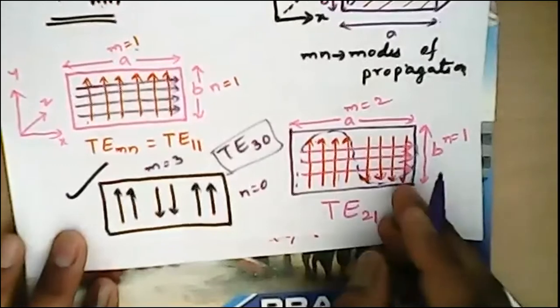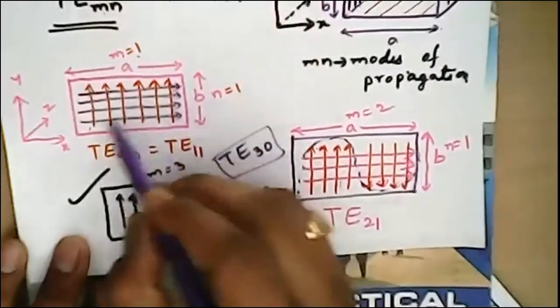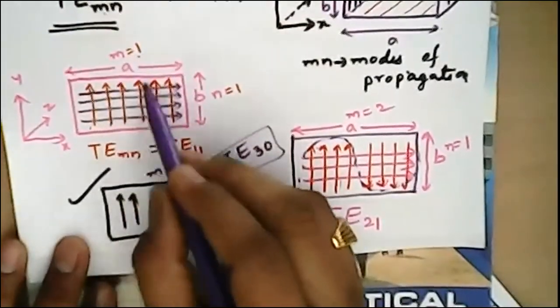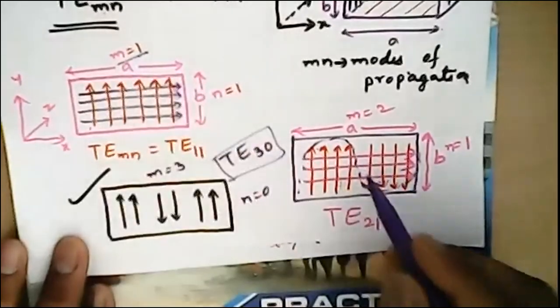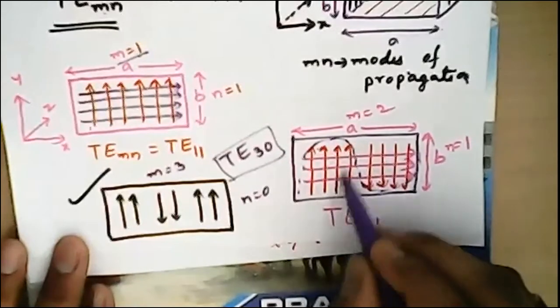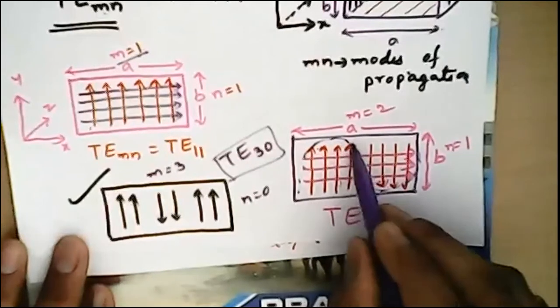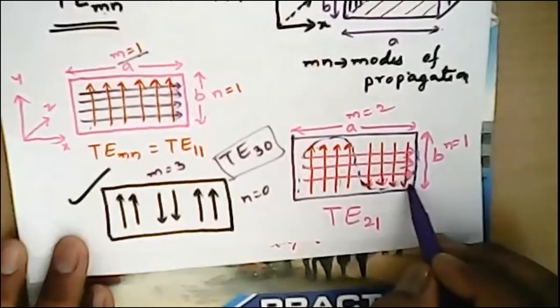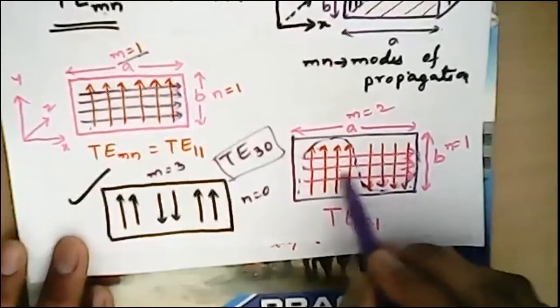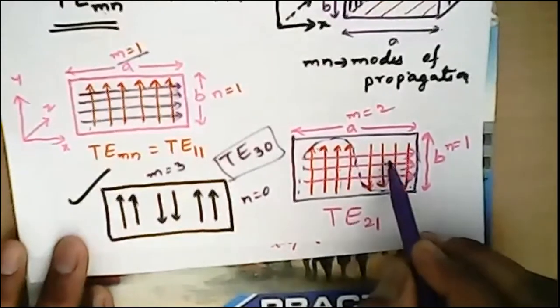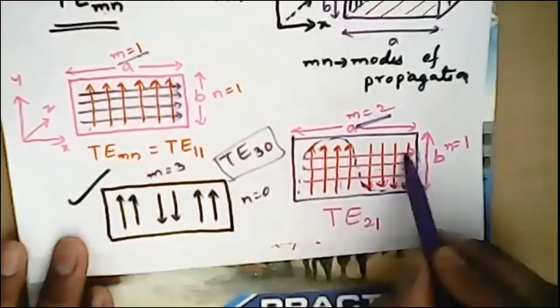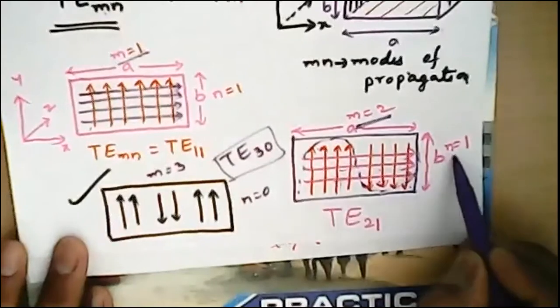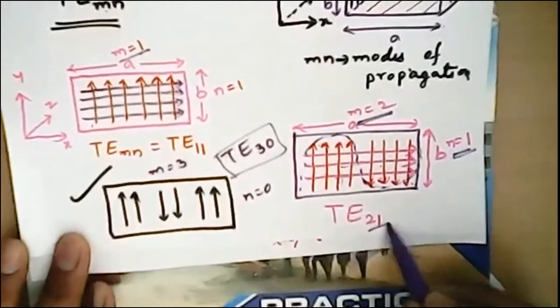So this is how, in the first diagram, all the radiations are in only one direction in both cases, so m will be equal to 1. In the second diagram, the radiations are propagating the wave inside the waveguide. Half go in this particular direction and the remaining half in this direction. So there are two ways in which the wave is propagating into the waveguide, so m is equal to 2. Here it is propagating in only one direction, so n will be equal to 1, so it is TE21.